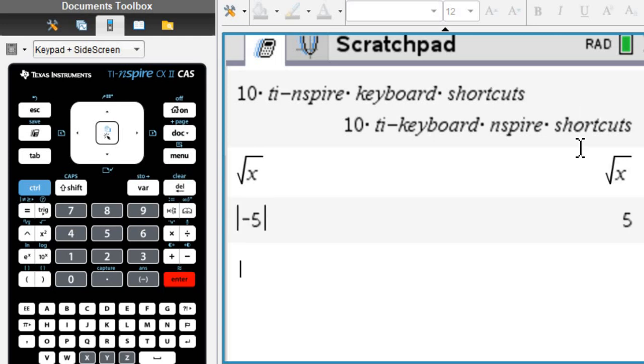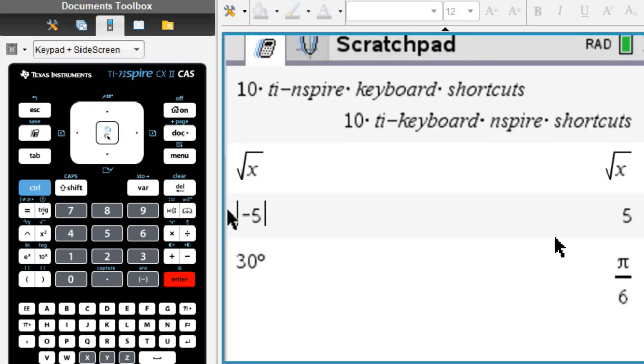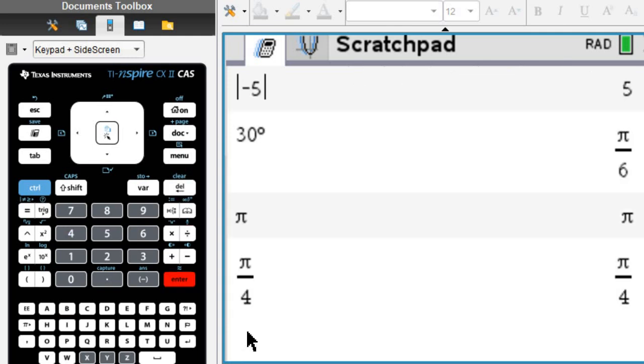There you go. Degree, say 30 degree: catalog, degree, enter. Convert it to radian because it's radian format, pi over 6. If you want to type in pi or get a pi, just type in pi. Pi divided by 4, pi over 4, 45 degrees.